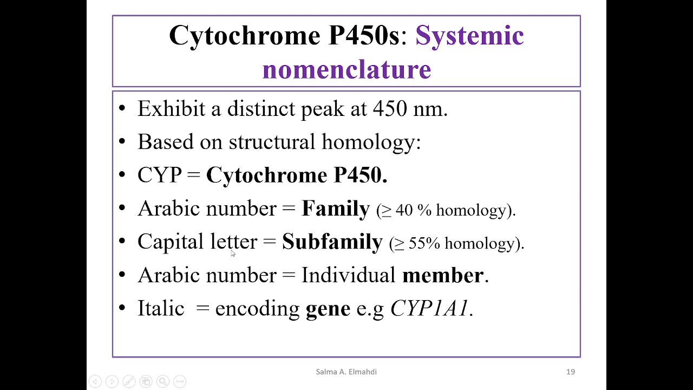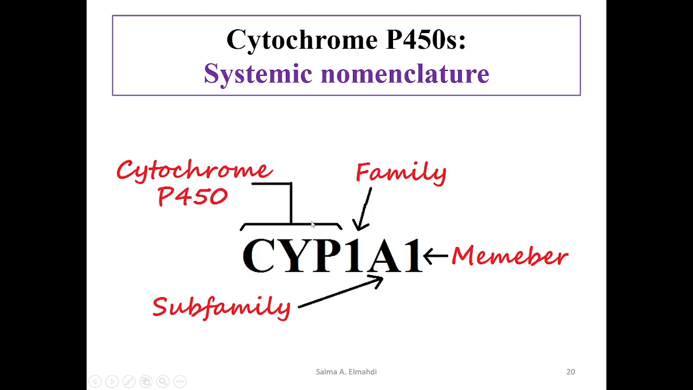And it is followed again by a capital letter which represents a subfamily. We say a certain number of cytochrome P450 are a group of the same subfamily when they share more than 55% homology in their amino acid sequence. And then it is followed by an Arabic number which represents the individual number. When it is written in italic, slanting like this, it will be a gene. When it is not italic, it will represent the protein itself.